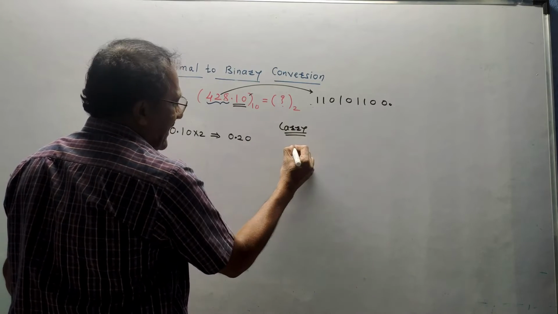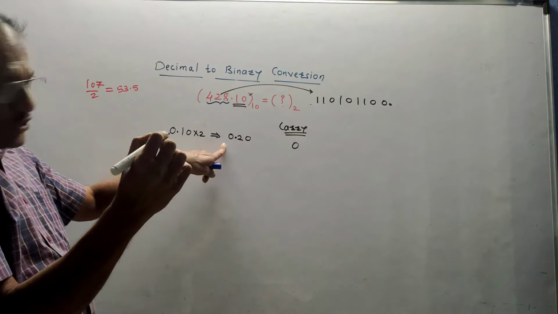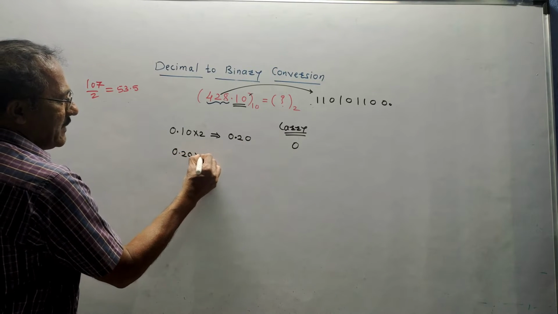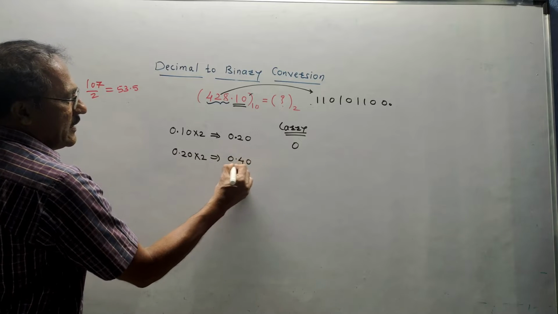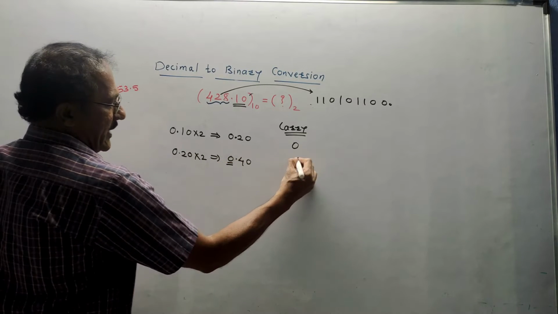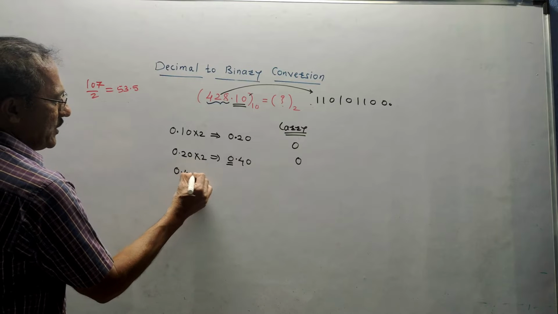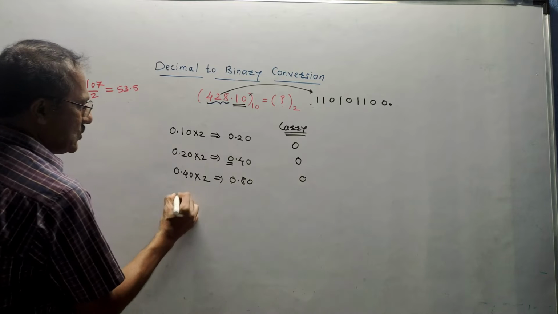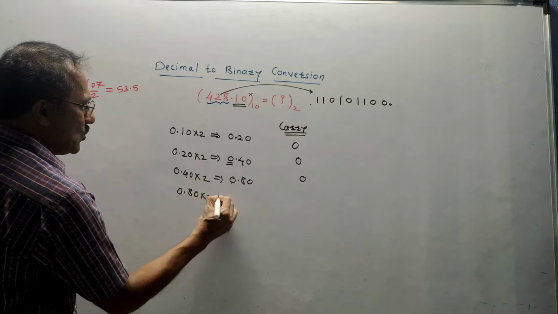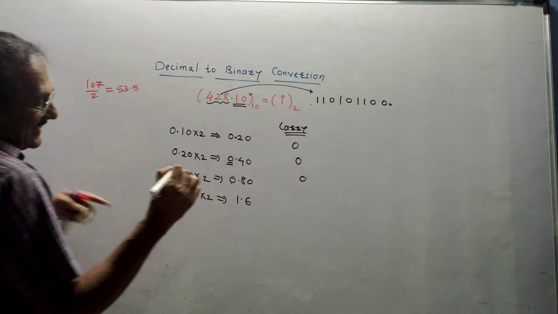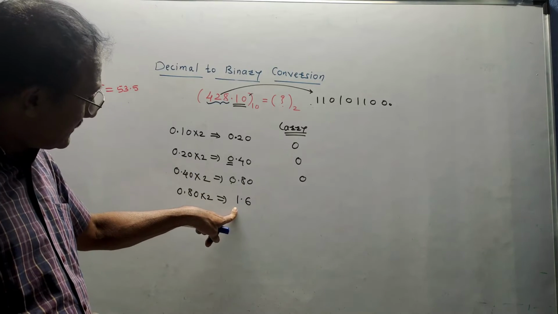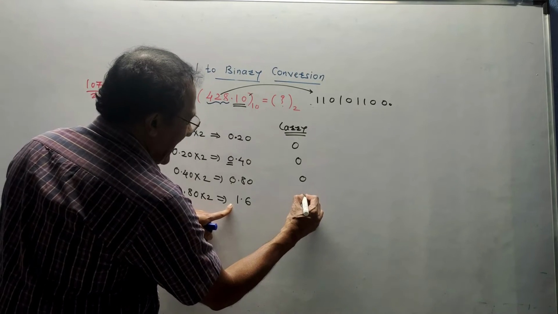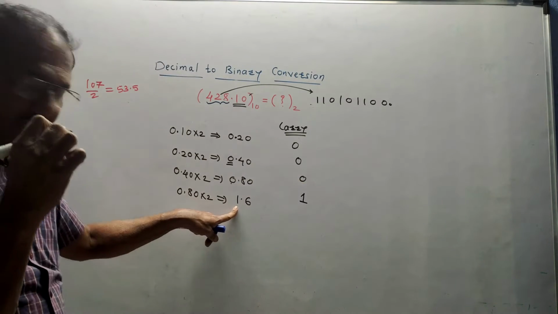I will have to go on writing the carry. So carry 0. If you are getting 0 over here, directly write carry 0. Then consider this number 0.20, again multiplied by 2. The answer is 0.40. You are getting 0 before the decimal point, so carry 0. Then again 0.40 into 2, the answer is 0.80. Again you are getting 0, so carry 0. Then 0.80 into 2, the answer is 1.60. Here you are getting a number before the decimal point, so the carry is 1.